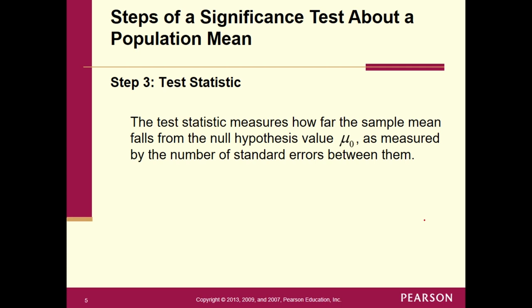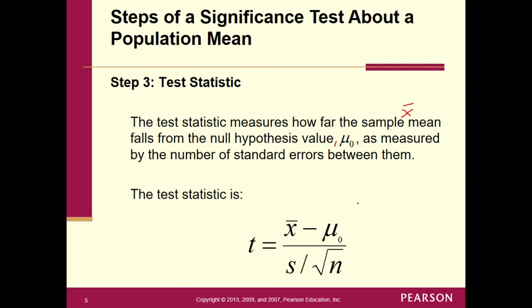Step 3, what about the test statistic? The test stat measures how far the sample mean, x bar, falls from the null hypothesis value, which we're calling mu sub 0, as measured by the number of standard errors between them. So let's take a look at the formula. The numerator measures how far away x bar is from mu sub 0. That's what we're doing by that subtraction. But how many standard errors is that?